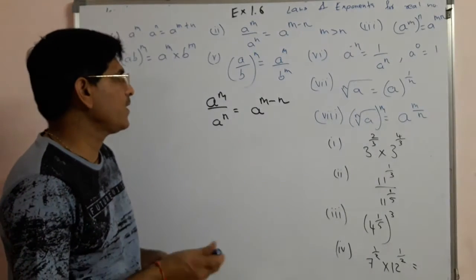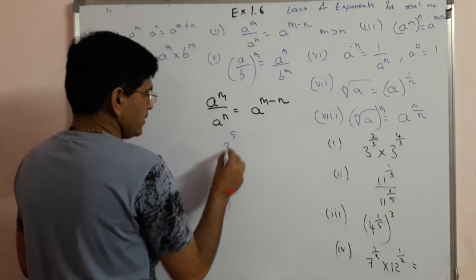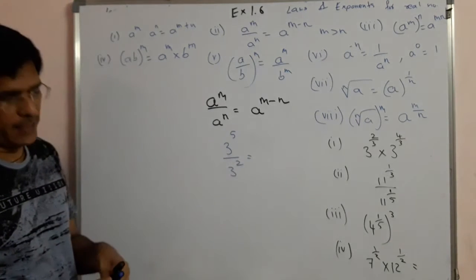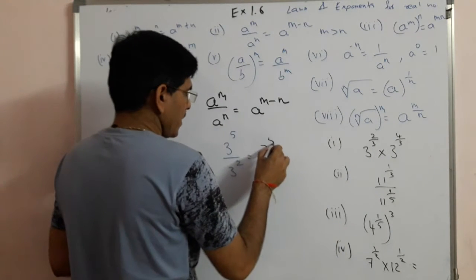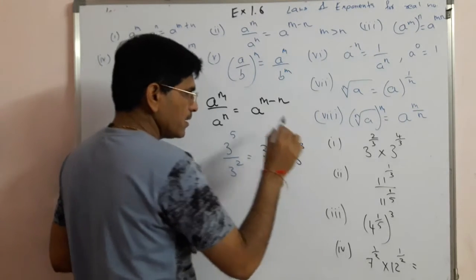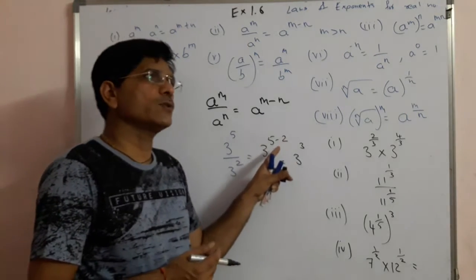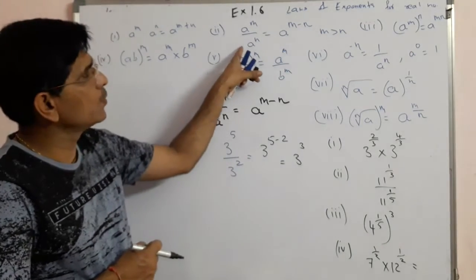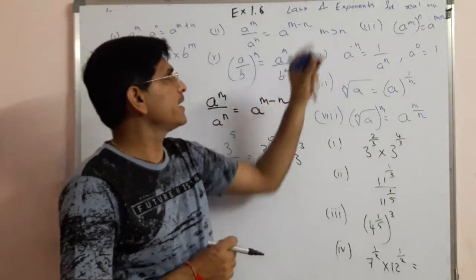If I write an example now, we can understand better. 3 the power 5 divided by 3 the power 2. What do I have to write? 3 the power 5 minus 2, that is 3 the power 3. Why do I have to write 5 minus 2? Because of division. So in the division rule, what we have to do? Subtraction, when m is greater than n.